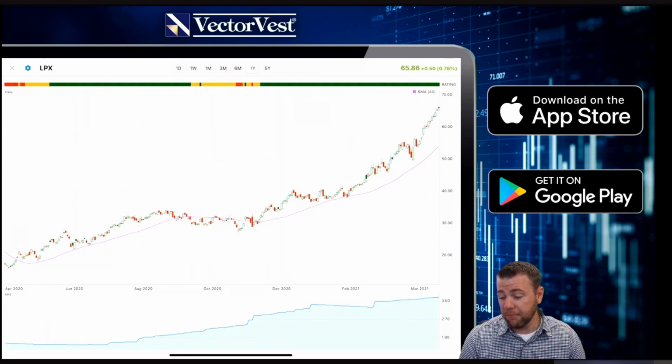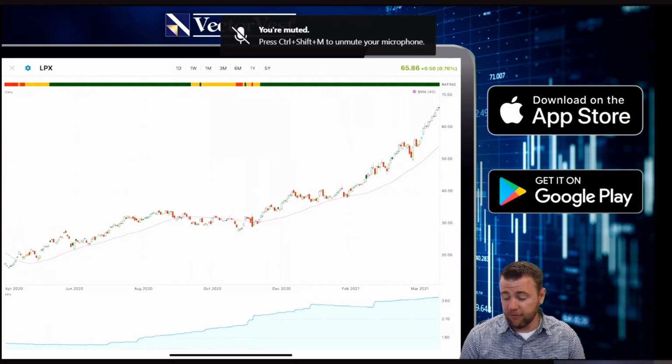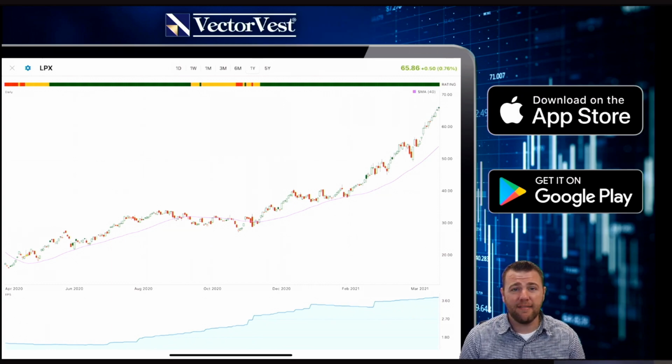This is looking pretty promising. You have a nice steady rise in price, and the 40-day moving average is picking up as well. Earnings are steadily rising, and if earnings are rising, that tells us not only is the company making money, but the major analysts out there, the big money out there, are expecting them to continue to make money 12 months down the road. This is something unique here at VectorVest that you won't find anywhere else.